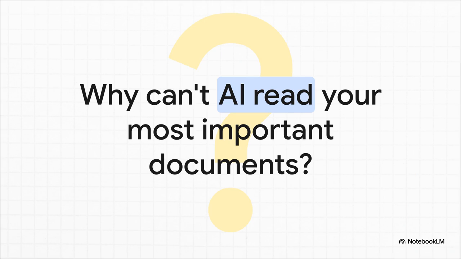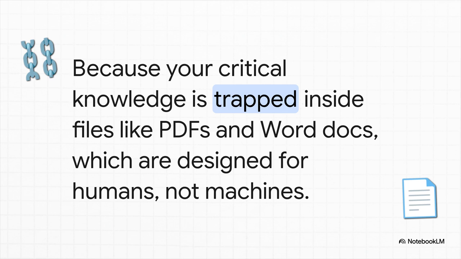Okay, so let's just dive right in with the big question. You've got this incredible, powerful AI, right? But why does it completely fall apart when you try to feed it your most valuable information, the stuff that's locked away in your reports, your presentations, and your technical specs? Well, the answer is frustratingly simple. It's because all that priceless information is just trapped. It's locked away in these messy file formats like PDFs, Word docs, and PowerPoint presentations that were designed for human eyes, not for machine learning models.